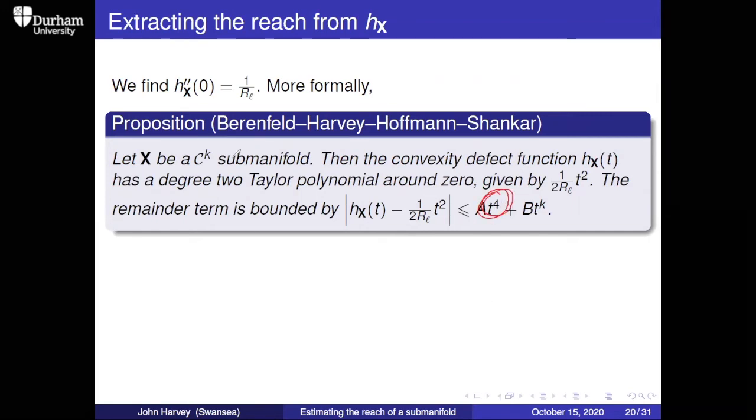Okay. If the submanifold is only C3, then there will be a cubic error term. But if it's got higher regularity, there's no cubic error term. We could say that the third derivative at 0 is equal to 0, provided you have at least C4 regularity. If you only have C3 regularity, you can't make any claims about the third derivative.